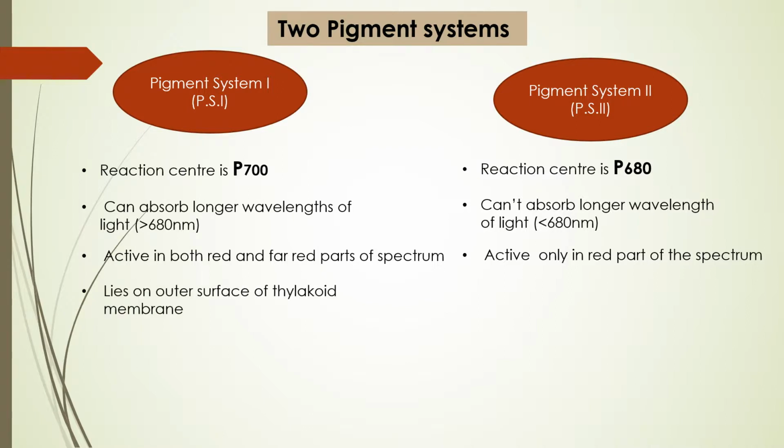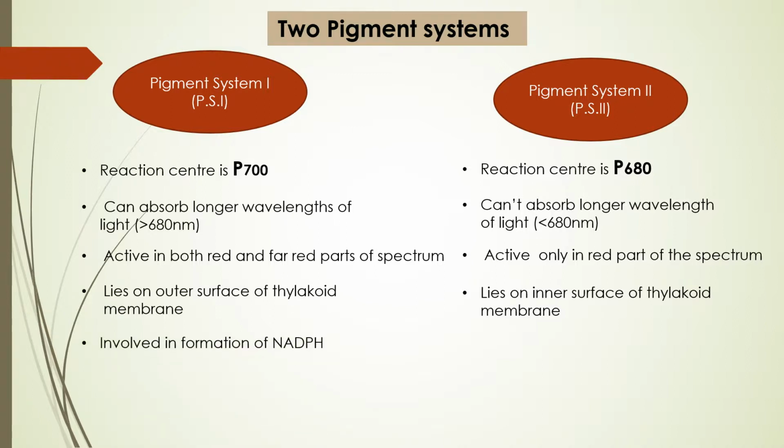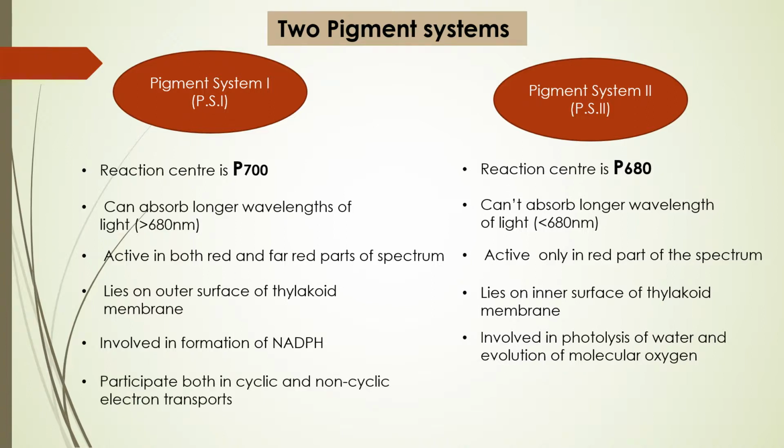Regarding the position, pigment system 1 lies on the outer surface of thylakoid membrane, while PS2, pigment system 2, lies on the inner surface of thylakoid membrane. And about the function, PS1 is involved in the formation of NADPH during light reaction, but PS2 is involved in photolysis of water and evolution of molecular oxygen. PS1 is participating in both cyclic and non-cyclic electron transport, but PS2 is involved only in non-cyclic electron transport.